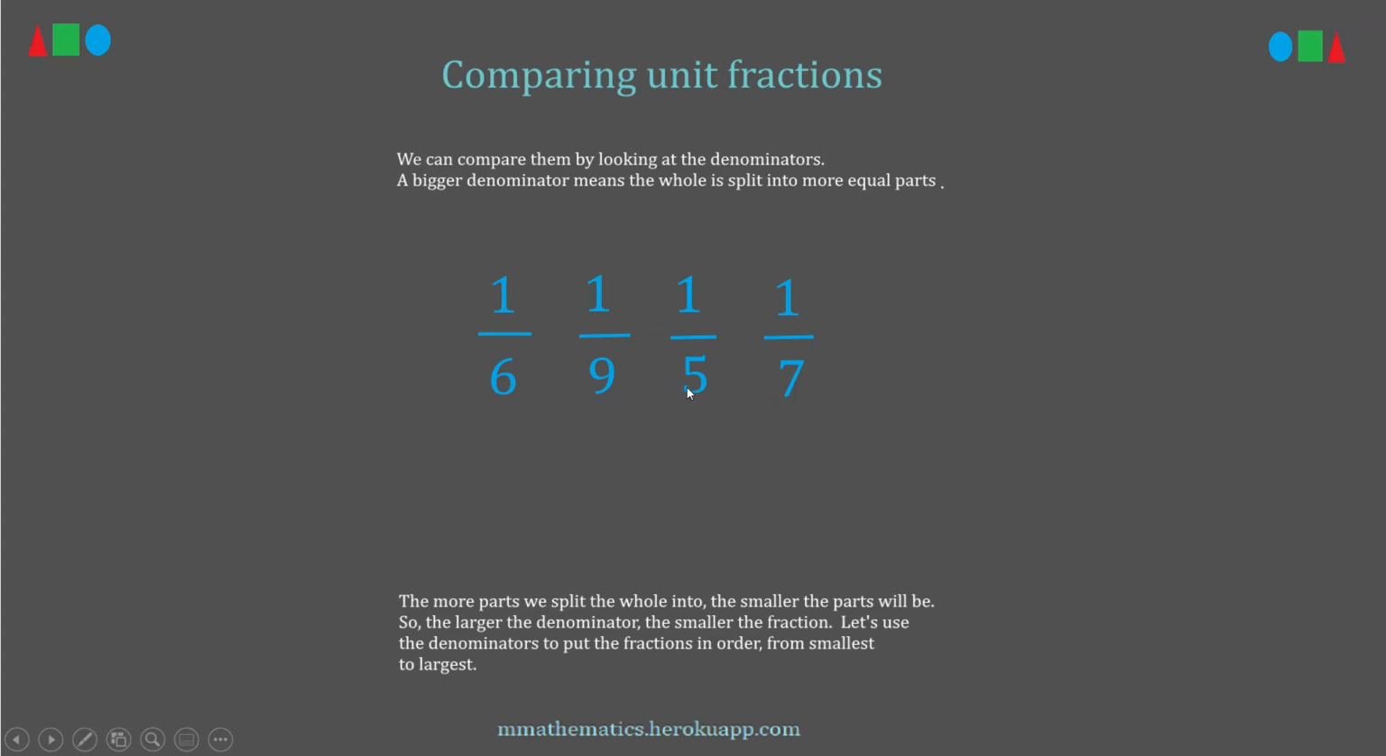So what would the smallest be? Remember, I said the one with the largest denominator is the smallest fraction. So in this, what's the largest denominator? 6, 9, 5, or 7? Well, it's 9, of course. What's the next largest denominator? 6, 5, or 7? 7. The next largest, 6 or 5? 6. And finally, 5. So the proper order for smallest to largest is 1/9, 1/7, 1/6, and 1/5.